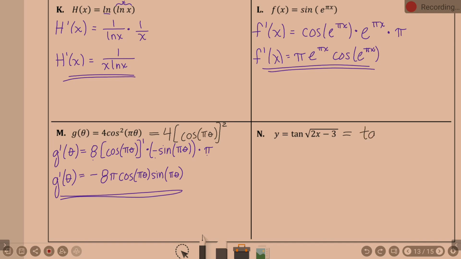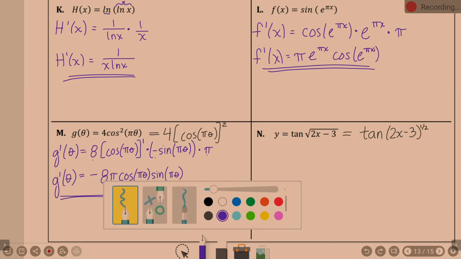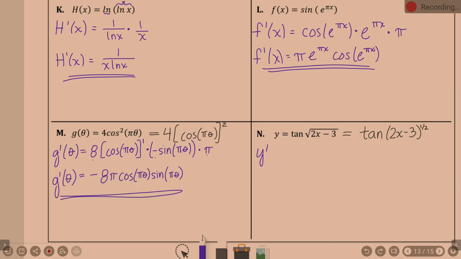Tangent of the square root of 2x minus 3. Now the question is, do you see how this one is set up? I hope you realize this one is slightly different than a lot of the other trig functions we've done today. It has tangent, but is this whole tangent raised to the 1/2 power? No, just the 2x minus 3 is raised to the 1/2 power.